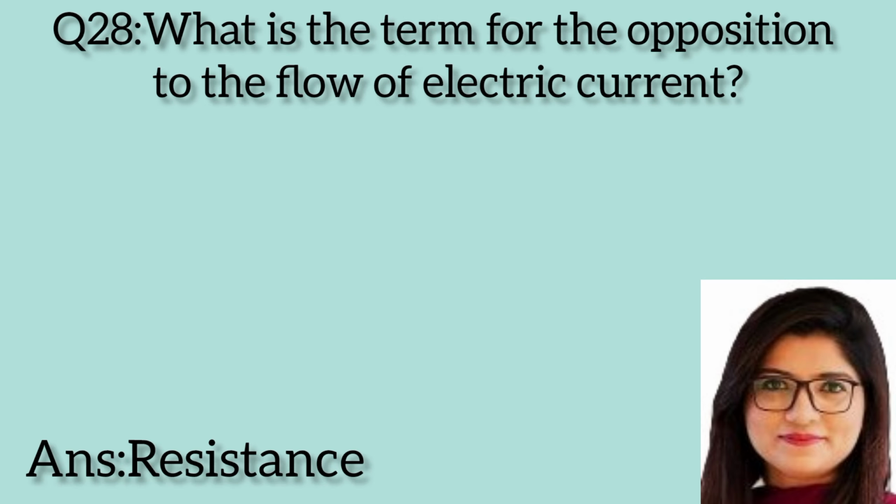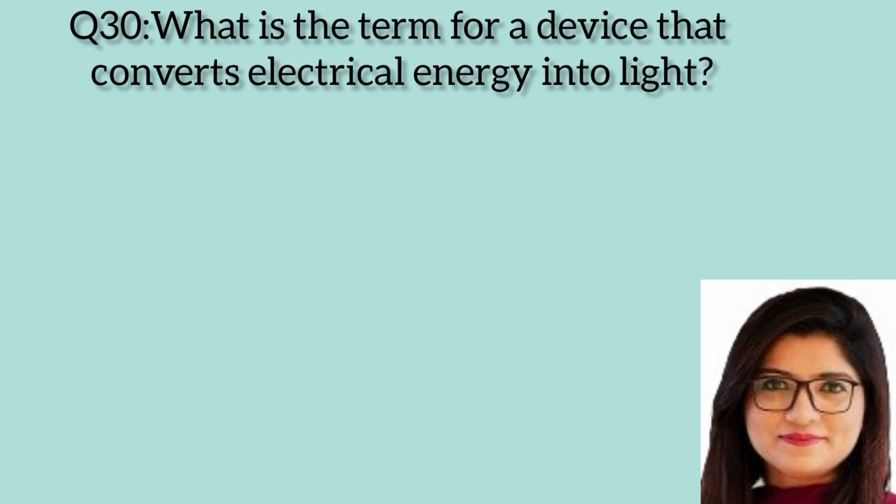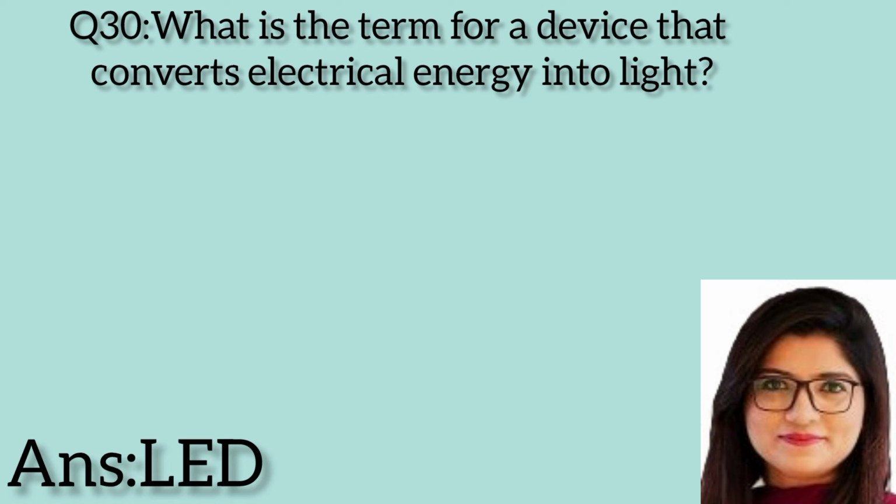Question 28. What is the term for the opposition to the flow of electric current? Answer: resistance. Question 29. Which of the following is an example of an active electronic component? Answer: transistor. Question 30. What is the term for a device that converts electrical energy into light? Answer: LED.